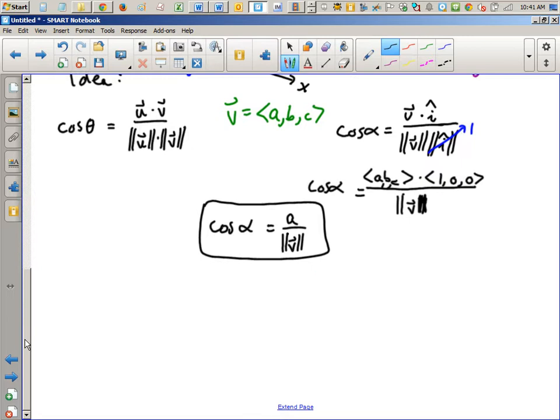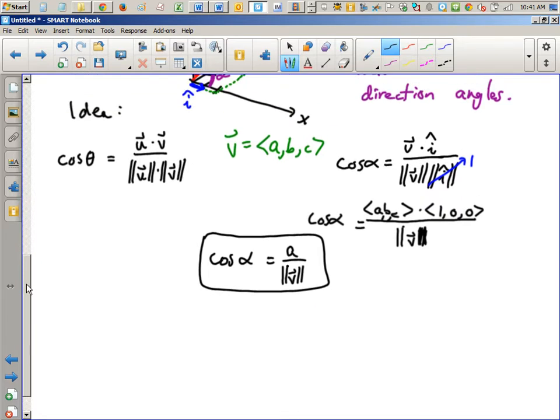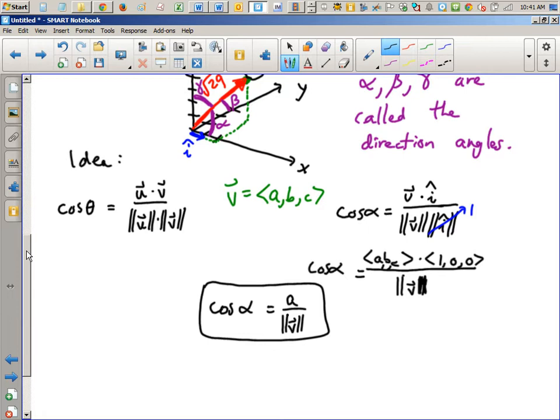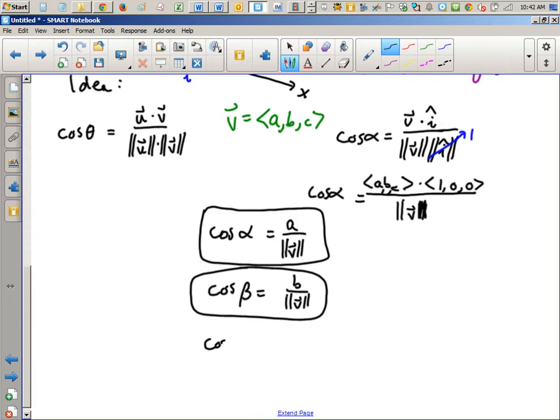Okay, now today's a minimum day, so I'm not going to rederive everything for the other two formulas, but know this: the next time I want to find an angle between the red vector and the y-axis, I will use j hat. And I will just put a j here, and when I put a j here, that's going to make this 0, 1, 0, and this is going to be b over magnitude v, you see. So I'm not going to get too carried away with derivations today, but just know that cosine beta is b over magnitude v. And you guessed it, cosine gamma is c over magnitude v.